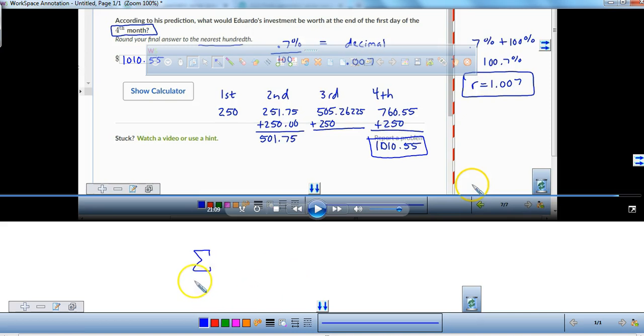Okay, and we're going to say x equals 1. We're going to go all the way to after the 4th month. And we're going to put our A1 value right here. I'm going to put A1, which is 250. And then we're going to multiply it by our rate, which is 1.007.